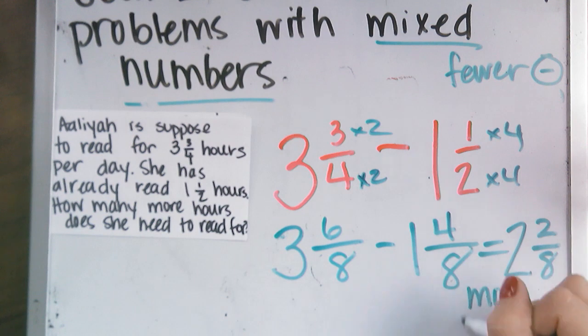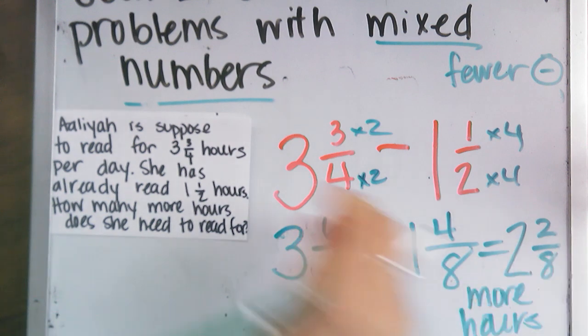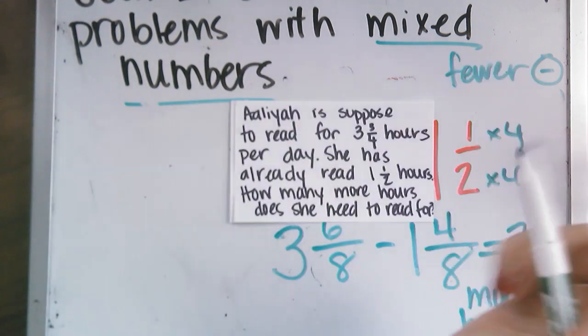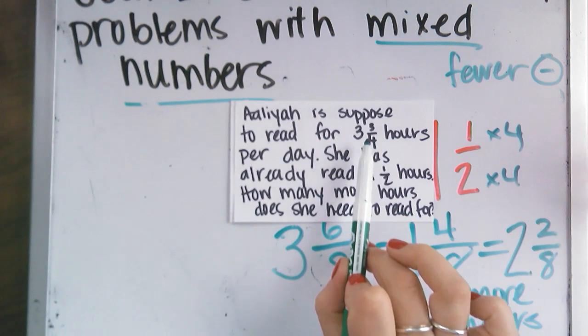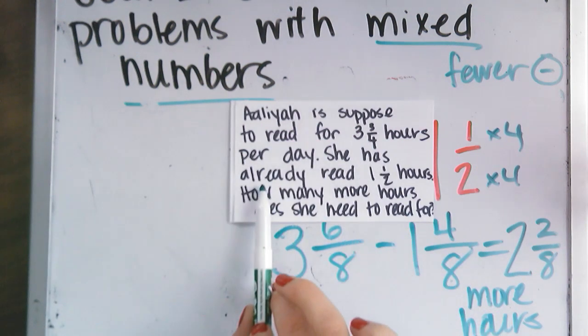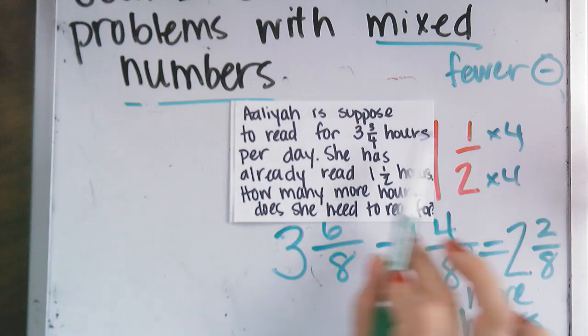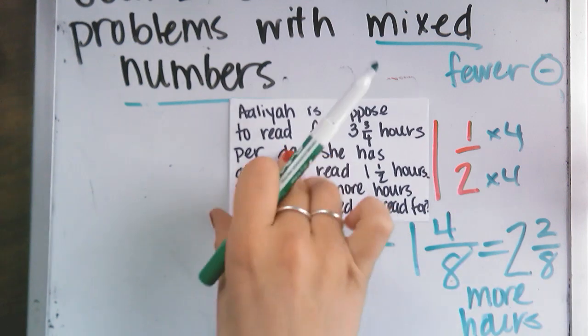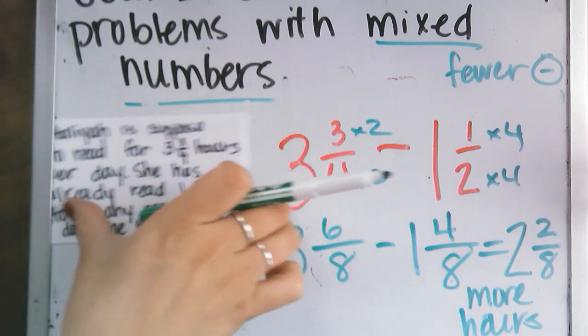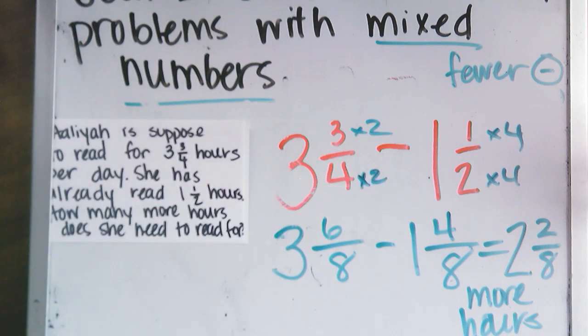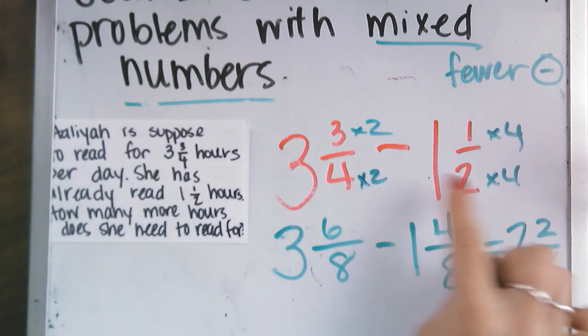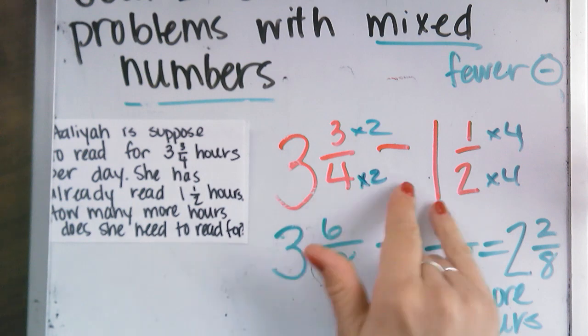more hours. So when I look at this problem, it says what her goal is, and then it says how much she's already done. So that's how I knew that I needed to subtract. So it doesn't always say fewer. I just knew that she had an amount she had to reach, an amount that she was at, and then we have to find the difference there.